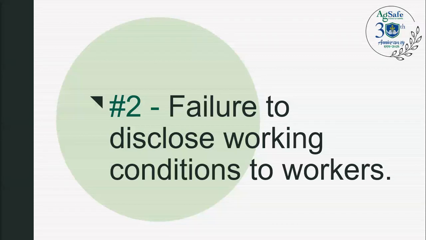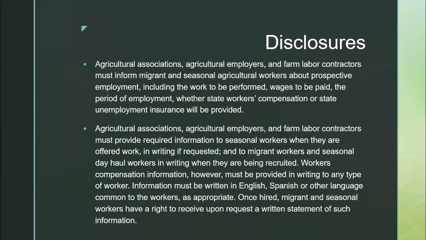Next, number 2, failure to disclose working conditions to workers. This is a big one. Often, if you're a farm labor contractor and you're recruiting, soliciting, or hiring, some folks are not providing disclosures to those employees during that recruitment. Or you're verbally saying one thing, but when they show up to work, they're hearing something else. And so that's when issues arise, discrepancies start. So this is very important that you provide disclosures to your employees.